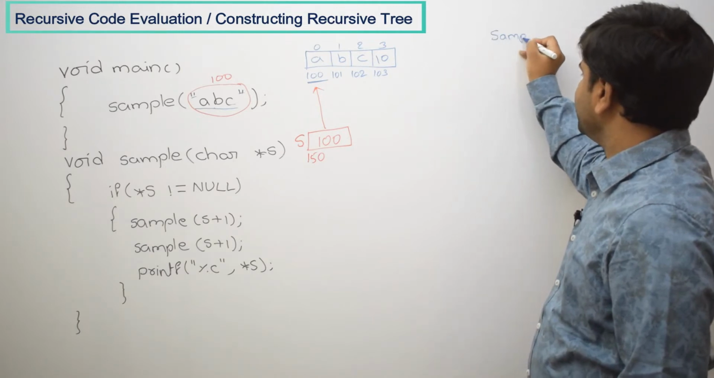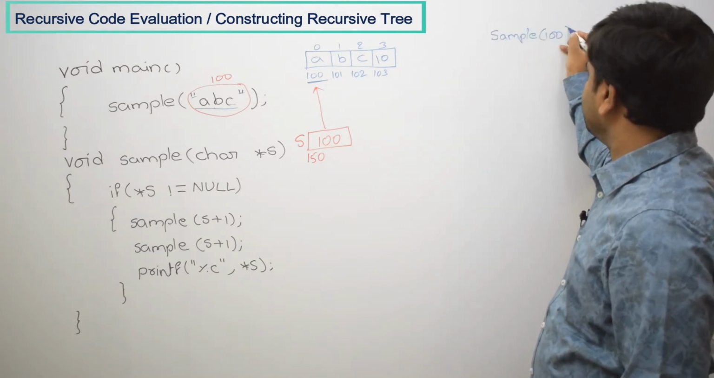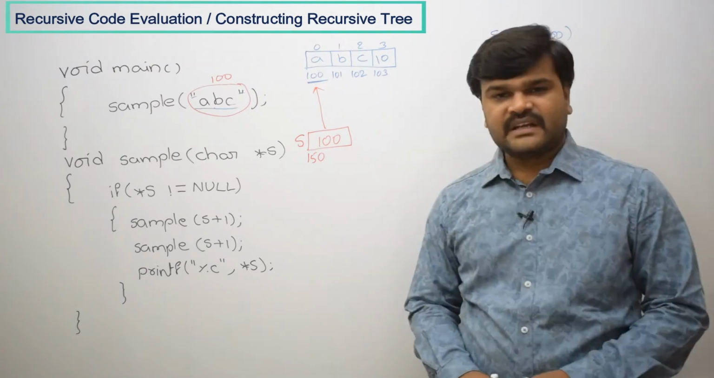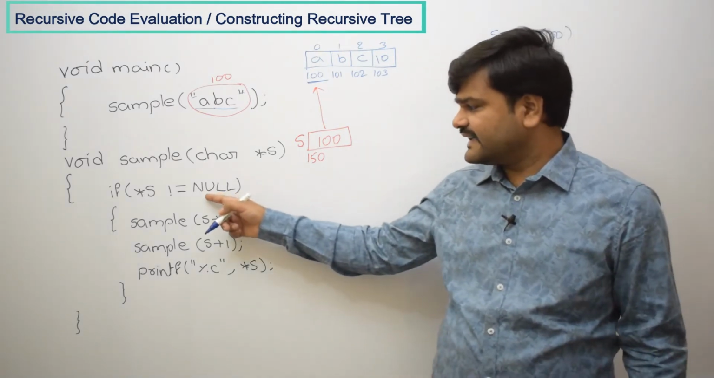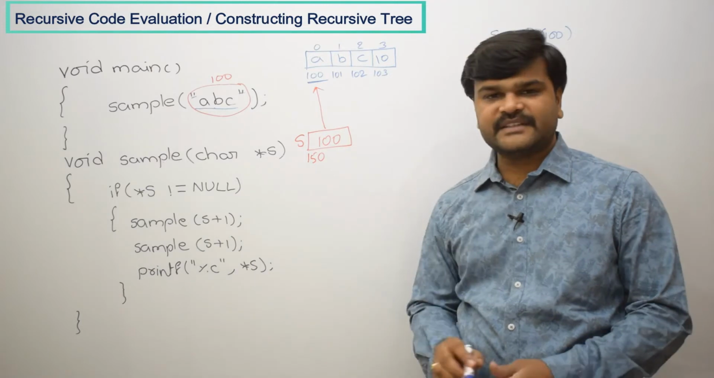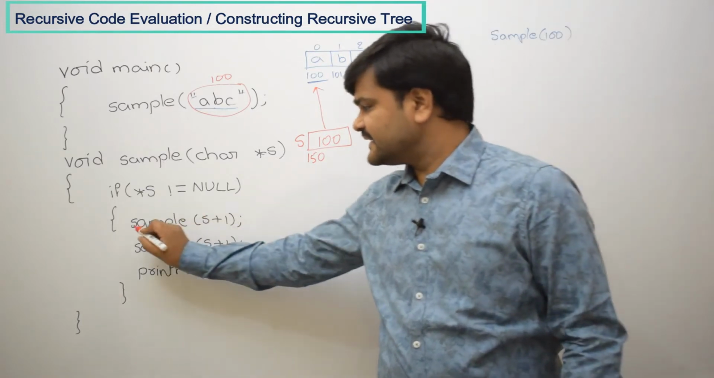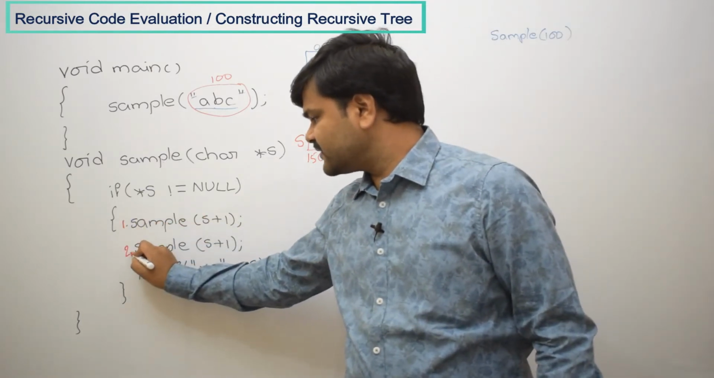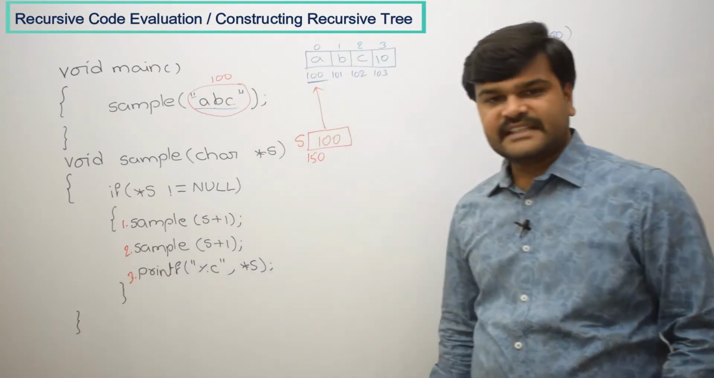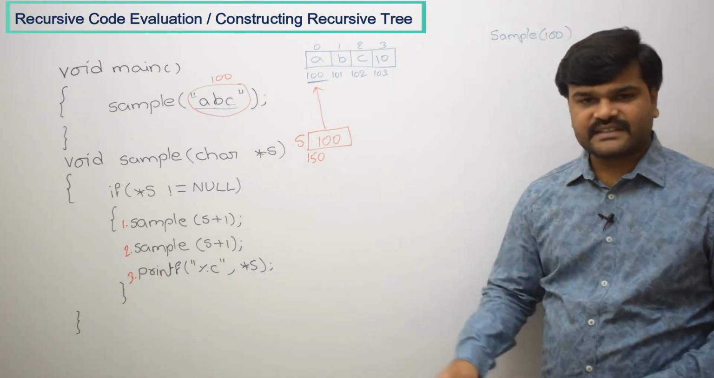We are going to construct the recursive tree here, 100. So we started with 100. Now what we are doing actually: whenever the condition is true, these three statements we have to execute. That means statement 1, statement 2, statement 3 sequentially we have to execute. That is what our discussion was, right?